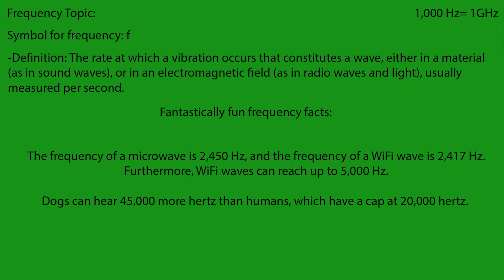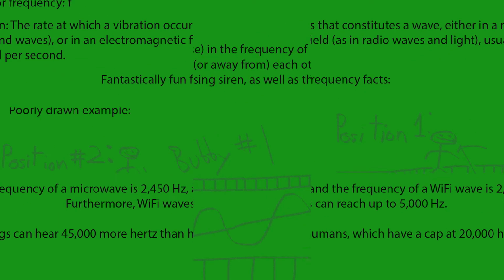Fantastically fun frequency facts. The frequency of a microwave is 2,450 hertz, and the frequency of a Wi-Fi wave is 2,417 hertz. Furthermore, Wi-Fi waves can reach up to 5,000 hertz. And dogs can hear 45,000 more hertz than humans, which have a cap at 20,000 hertz.